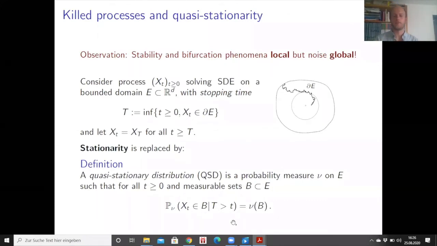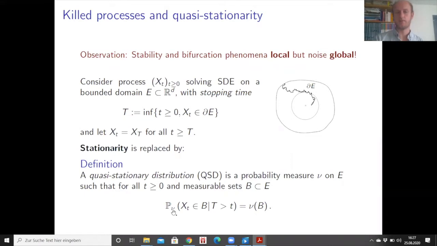So you really take the probability of your process X_t being in the set as a proportion to all the trajectories that have survived up to this point. And really only conditioning on the survival, you check if this probability, when you start with the quasi-stationary distribution, is then still exactly this quasi-stationary distribution. So it's this changed form of stationarity with reconditioning.